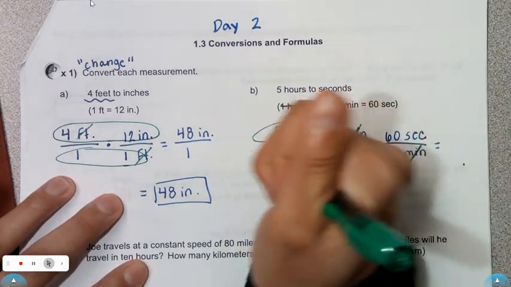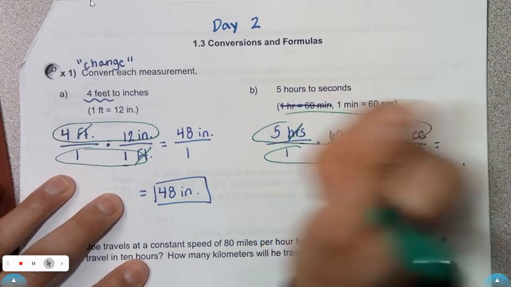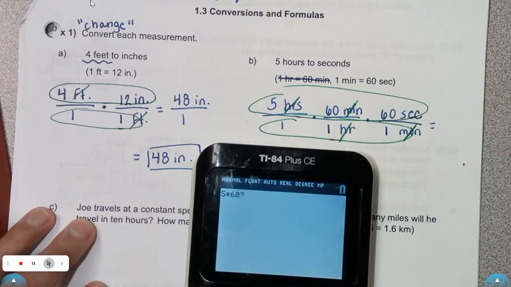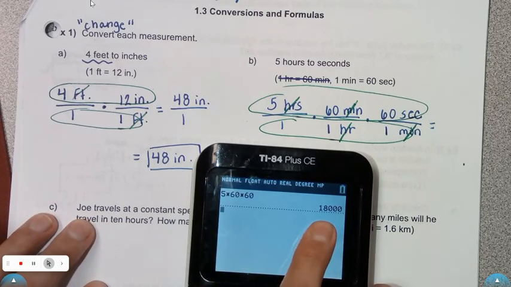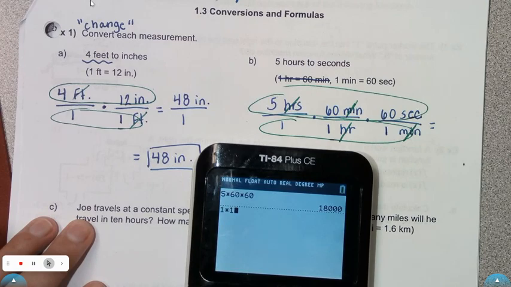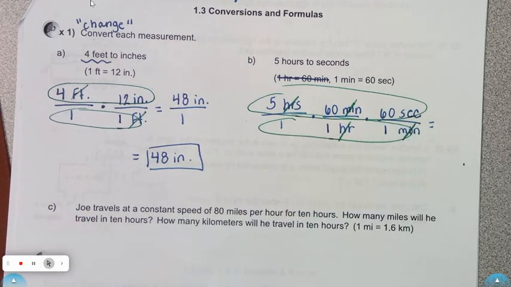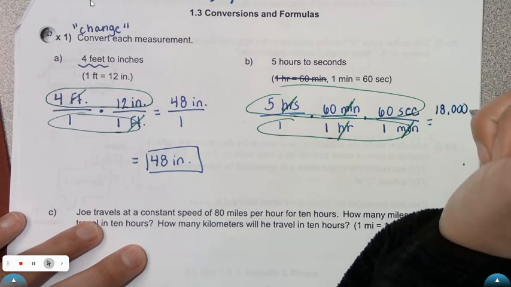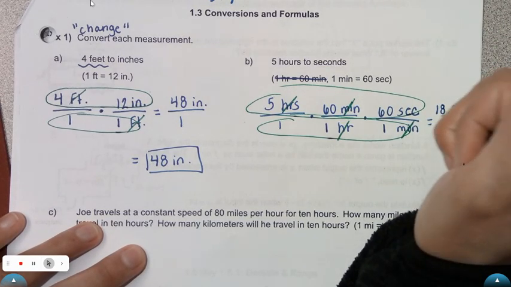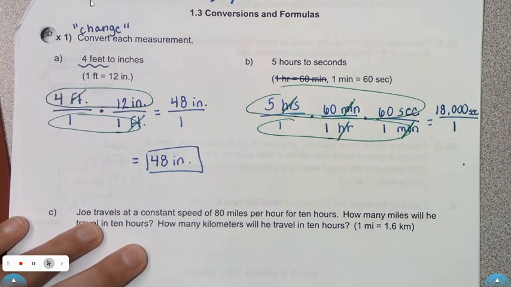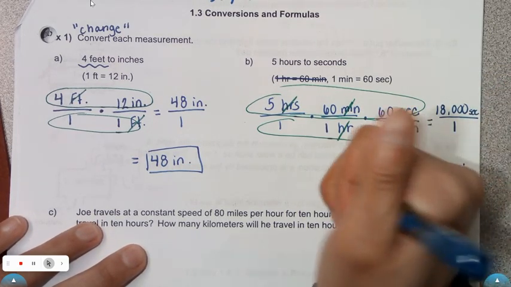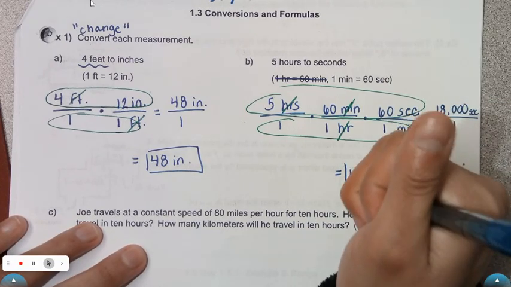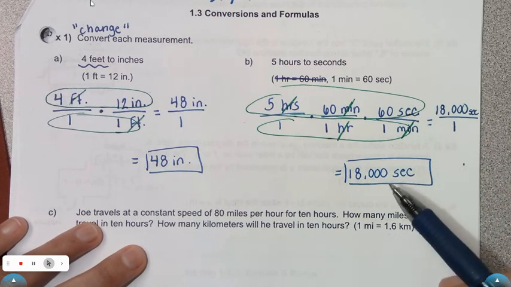Then I multiply all of the top and all of the bottom. On the top, I have 5 times 60, which is 18,000. And on the bottom, I get 1. So I get 18,000, and then don't forget your units, seconds, over 1. Then I can simplify that and make it a little bit nicer. So I have 18,000 seconds. Okay, that's my answer.